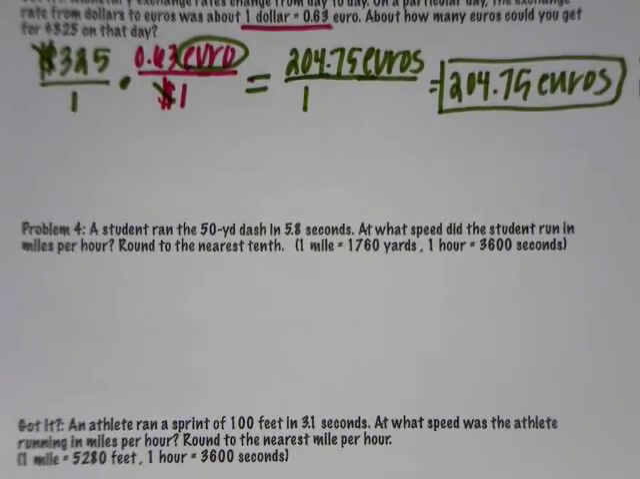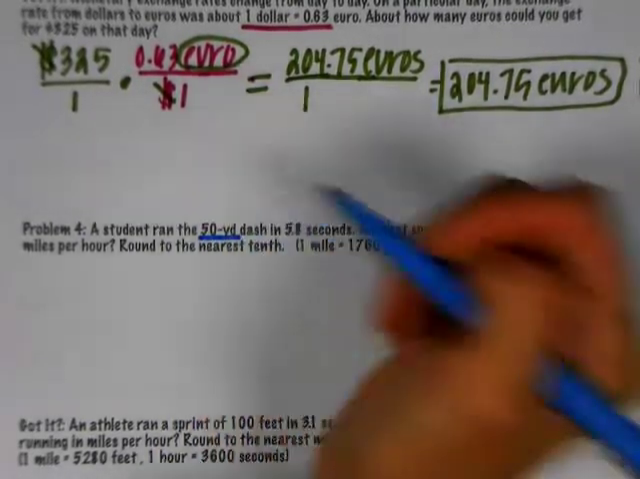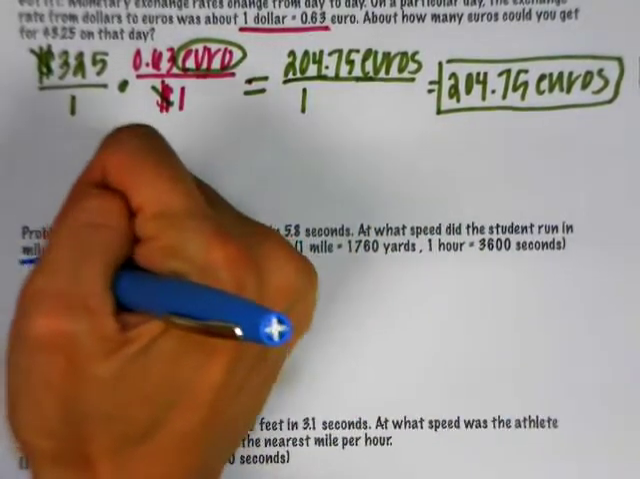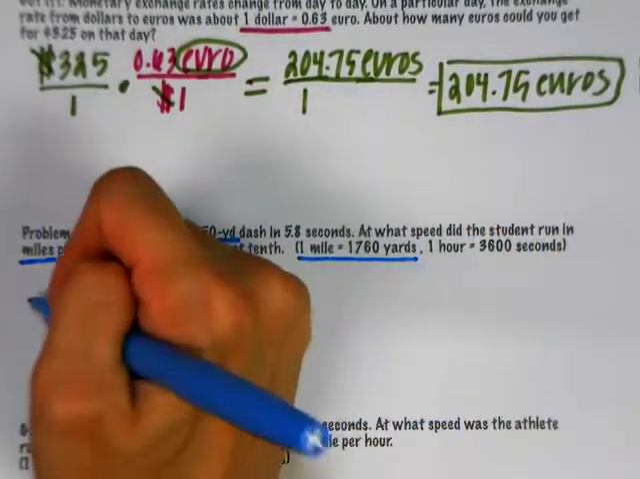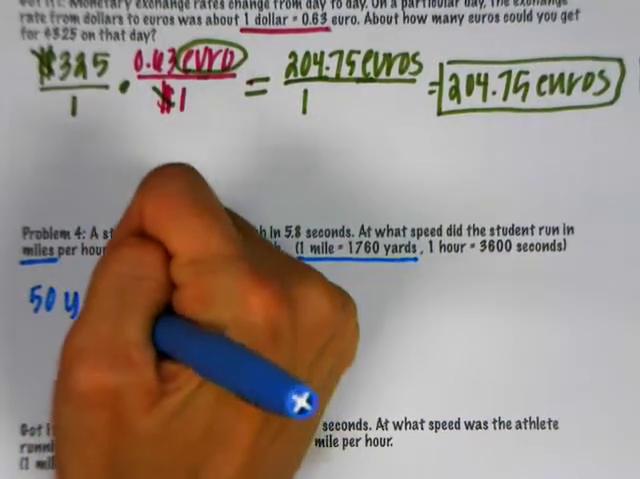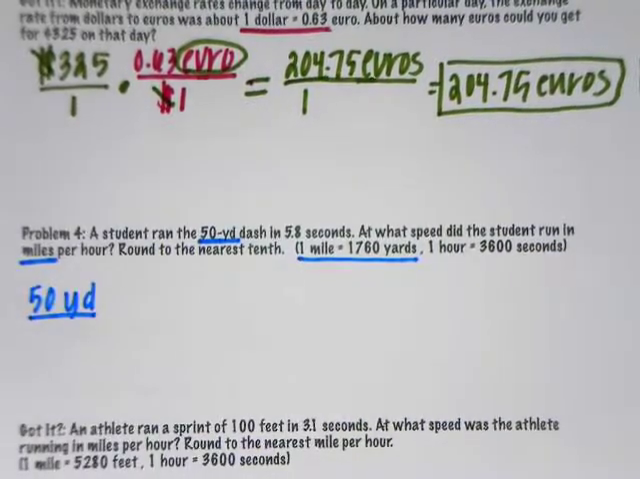We are going to start with the first conversion, the 50 yards, and take that to miles using that rate. So 50 yards. Do not put the 1 underneath it though, or save that space.